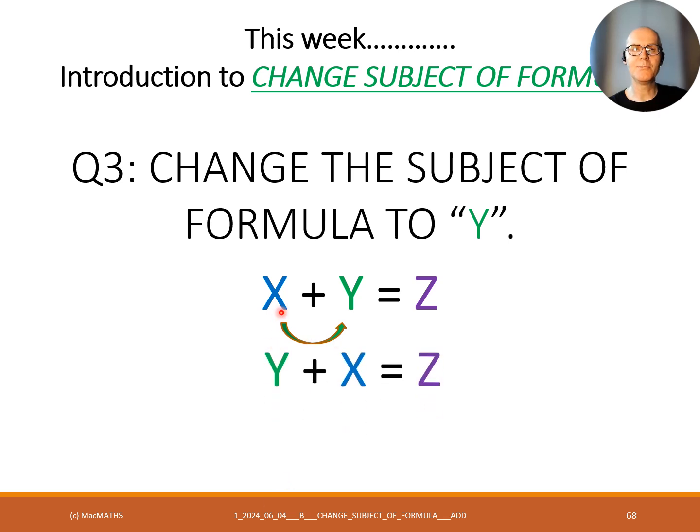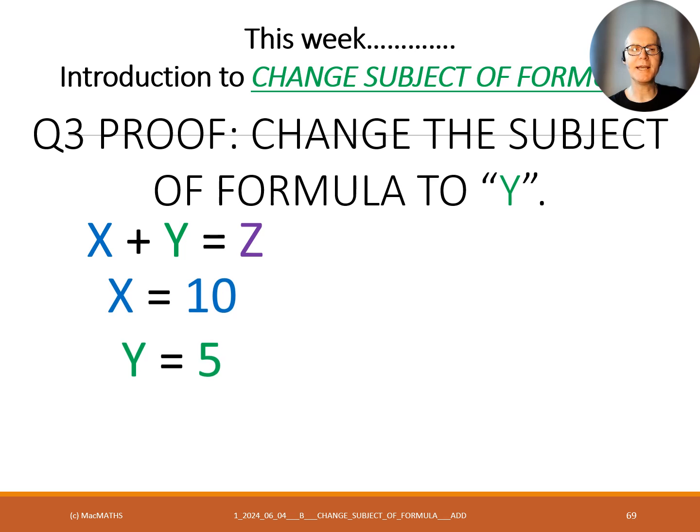So we had x plus y equals z. We've switched the x and the y, and now we have y plus x equals z. Then to isolate the y, we've moved x from the left hand side to the right hand side, and by doing that we have done the opposite. Instead of adding x on one side, we're now subtracting x on the other side. We've changed from x plus y equals z to y equals z minus x.